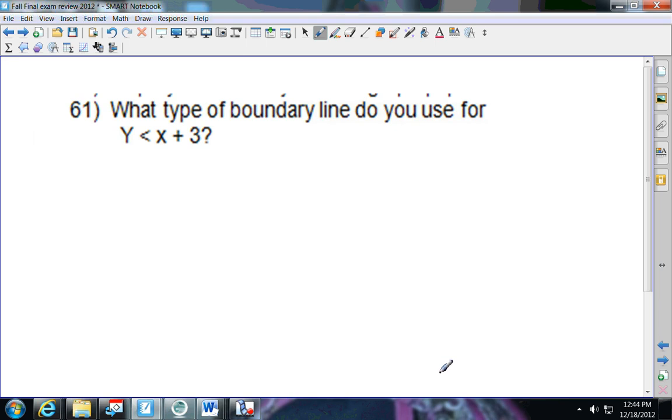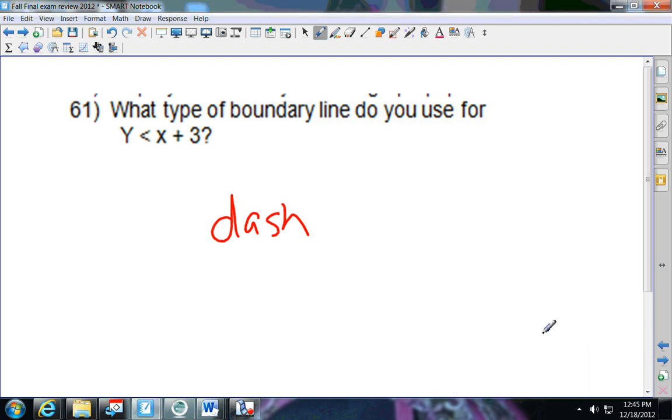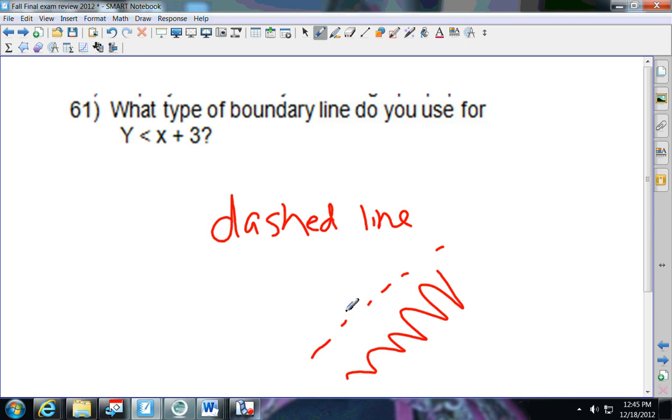61 says, what type of boundary line do you use for this inequality? Boundary line means do you do a solid or a dashed? It does not have an equal to bar, so it means you use a dash. So again, for this boundary line, because it does not have an equal to bar, it is a dashed line, meaning that you would go like this. Now, I just want to add to that, if it's less than, you would shade below, which is down here. But the boundary line's only talking about dashed or solid.